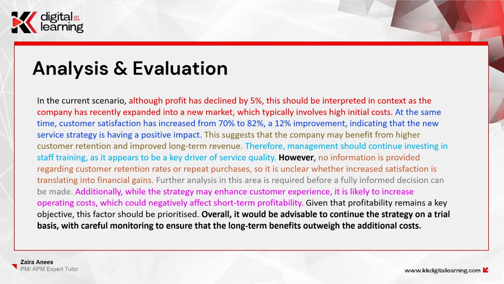Now just try to understand what is given here in the scenario. In the current scenario, you may skip this, right? Although profit has declined by 5%, this should be interpreted in the context as the company has recently expanded into new market, which typically involves high initial cost, right? So we are trying to tell you that okay, fine, you don't need to worry about it. Even if the profit has reduced, don't worry, because where we have expanded, the cost is initially high, right? So we have provided justification, we have connected with the scenario that you don't have to worry about that.